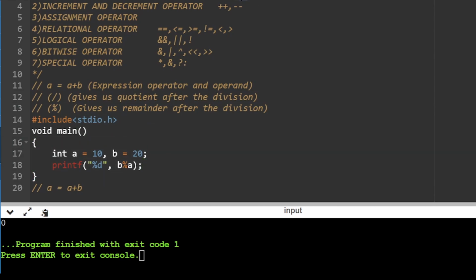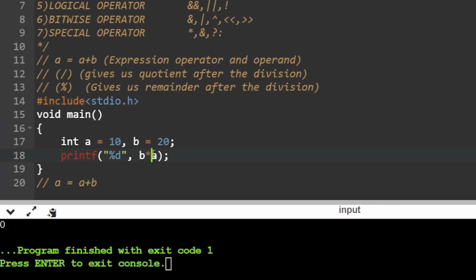Next, coming to the star operator. The star operator is used for multiplication. It is going to multiply 10 into 20, which gives us 200 as an output. That's all. These are the uses of arithmetic operators. We are going to use them frequently in our problems.